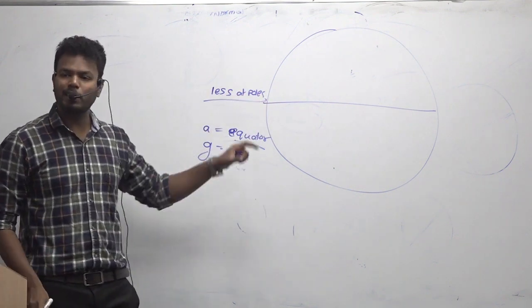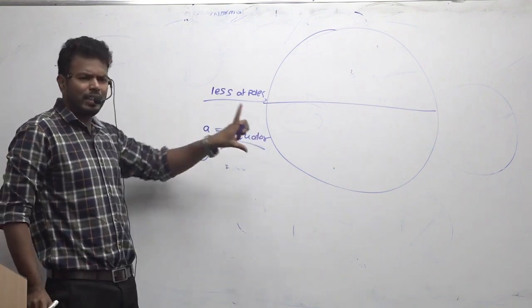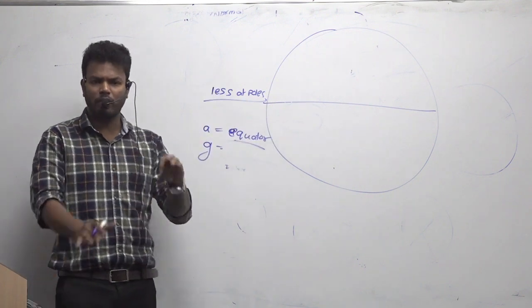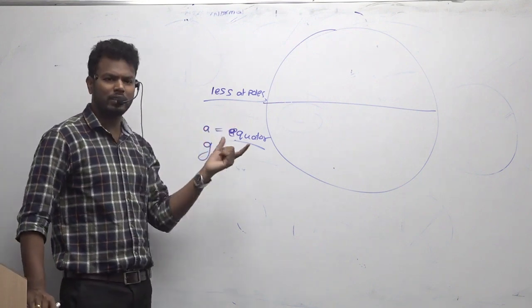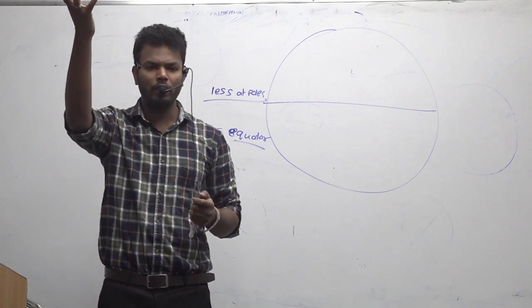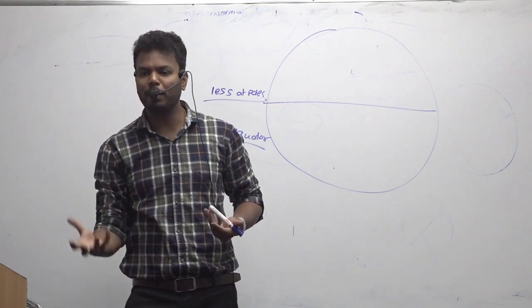Acceleration due to gravity is more at the equator, less at the poles. So why? What is the reason? Earth is spherical. Earth is one landmass, one mass, one body. Why acceleration due to gravity? Acceleration due to gravity means, suppose I throw a ball to maybe 100 meters or 200 meters, that will again come back.